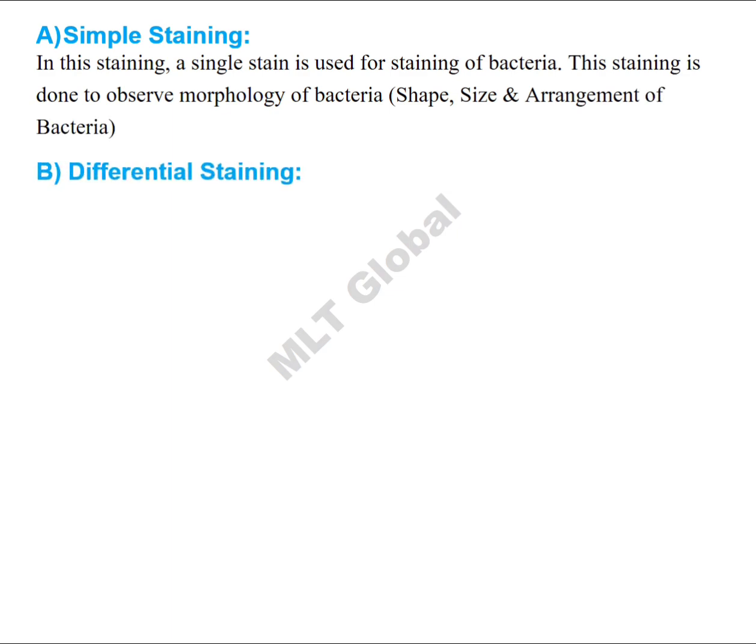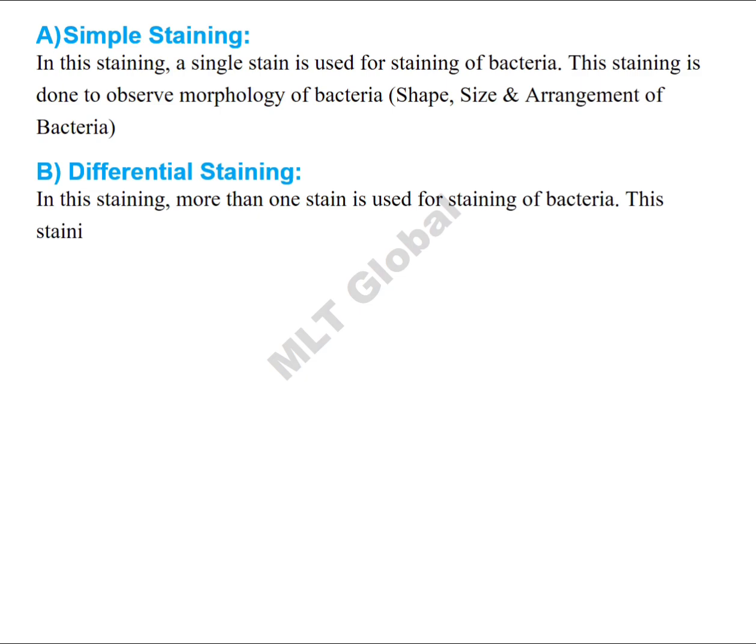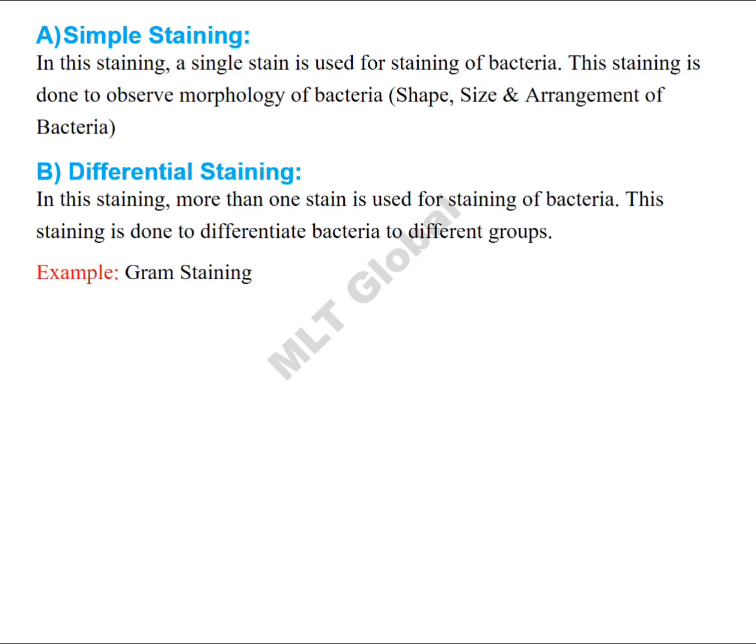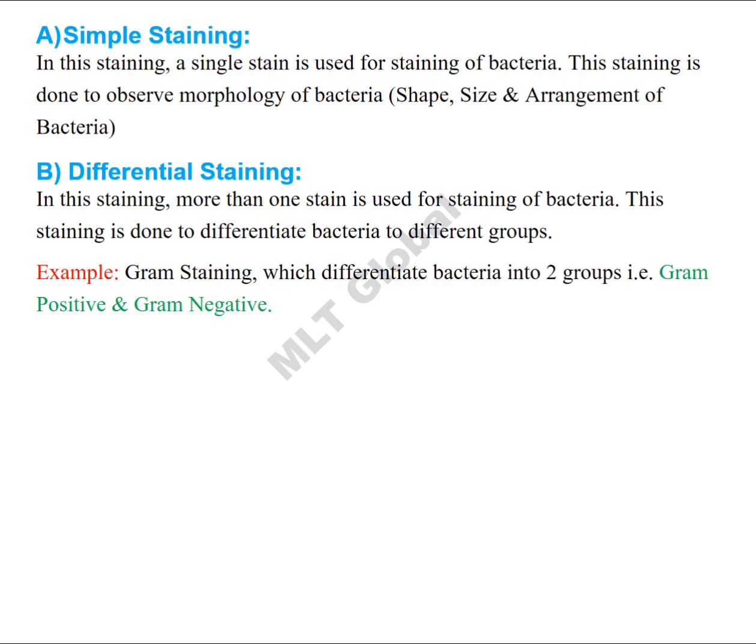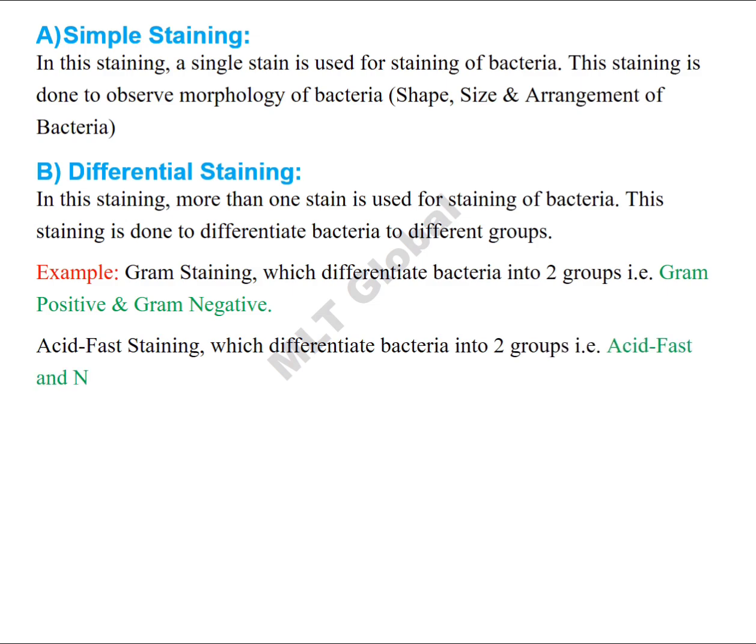Differential staining. In this staining, more than one stain is used for staining of bacteria. This staining is done to differentiate bacteria into different groups. Example: gram staining, which differentiates bacteria into two groups, that is gram positive, gram negative. Acid fast staining, which differentiates bacteria into two groups, that is acid fast and non-acid fast.